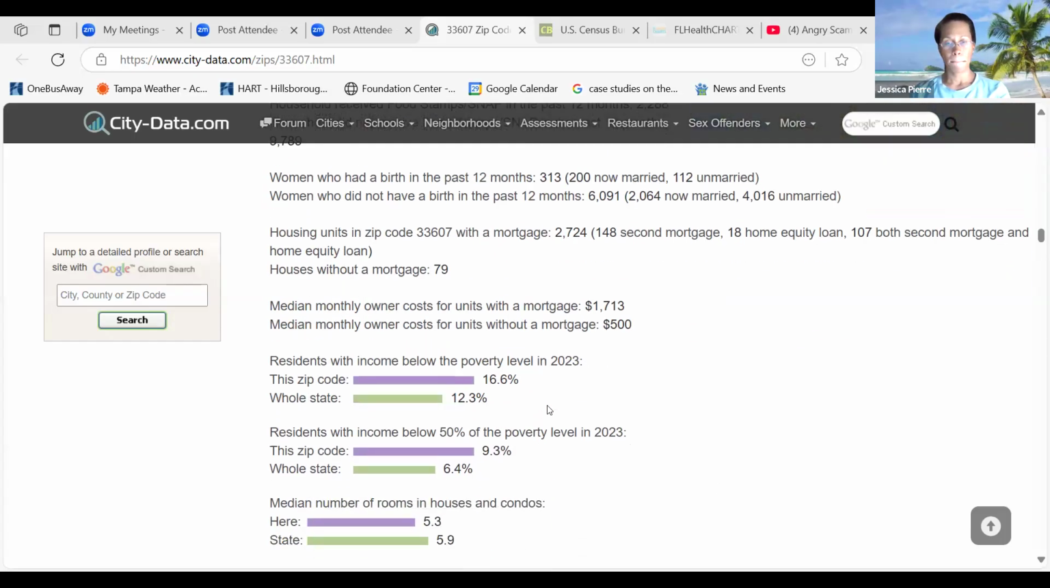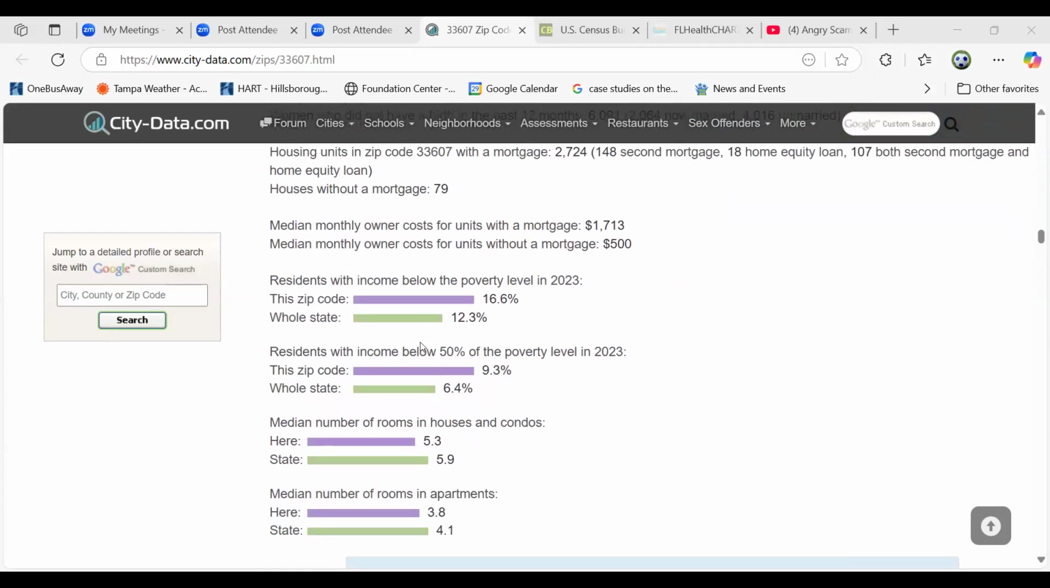Okay, let's go on. Monthly mortgage, median monthly owner cost for the unit for mortgage. Now, here's another thing you want to look at. Read this right here for me. Residents with income below the poverty level in 2023.